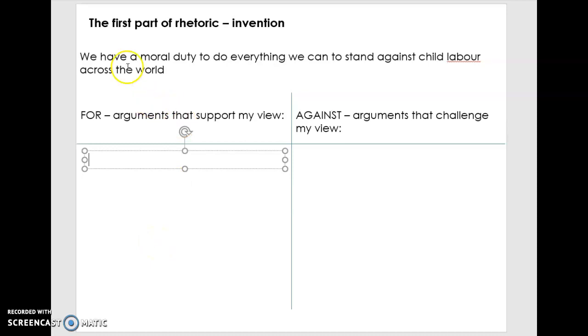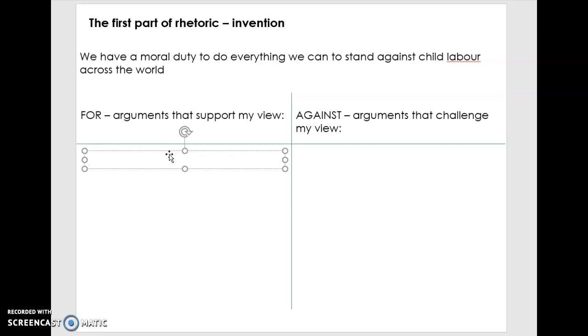So my statement, as you know, is we have a moral duty to do everything we can to stand against child labour across the world. So all I'm going to do is just put down my initial ideas of why I think that. What is going on in the world that makes me think that we should end child labour?